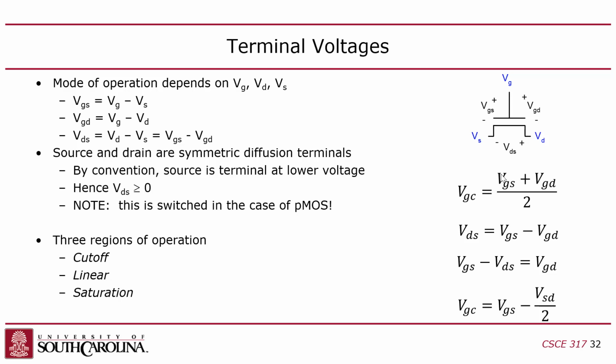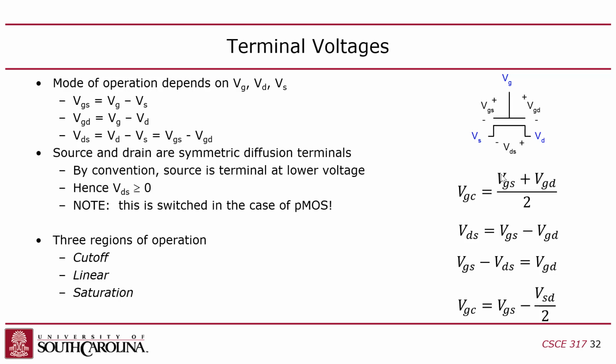Okay. So if you substitute in VD, let's see, VDS is VD minus VS, and this is equivalent to voltage gate source minus voltage gate drain, right? Which we don't really care about. What we really want to know is the gate channel, because the gate channel is the capacitor that turns the transistor on. So the gate channel is the gate source plus the gate drain divided by 2. It's just the average, right?